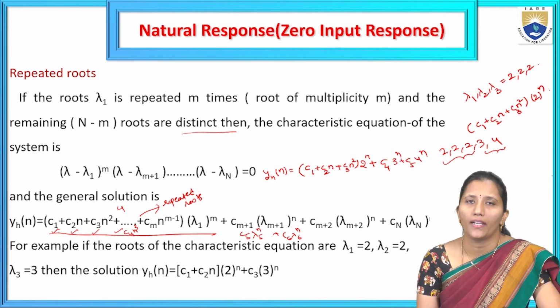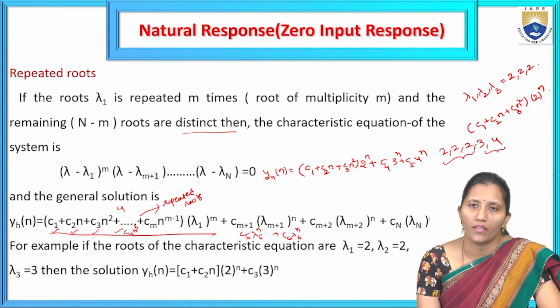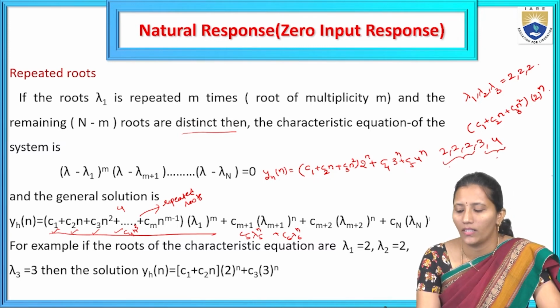Like that we can write the roots. If they are repeated roots, we can write the c1 plus c2 n plus c3 n square 2 power n. And as well as if we have repeated plus distinct roots, we can write the constant like that.